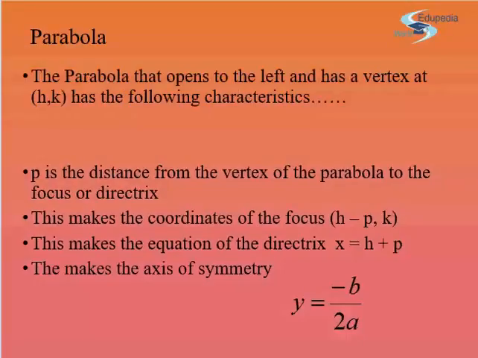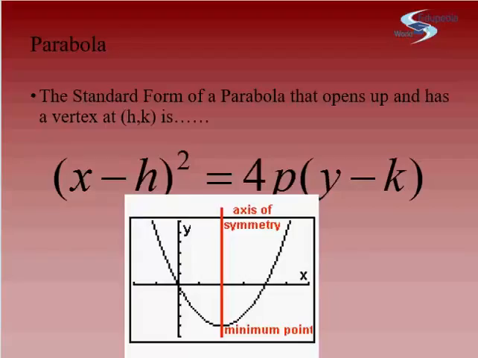Over here, it's h minus p comma k, there's minus instead of plus, and it is plus instead of minus over here. This is the same again. Axis of symmetry is minus b by 2a. These are the only differences that you have to keep in mind for these two parabolas, and I think this is pretty straightforward. Now let's look at the other parabolas that open to the right.